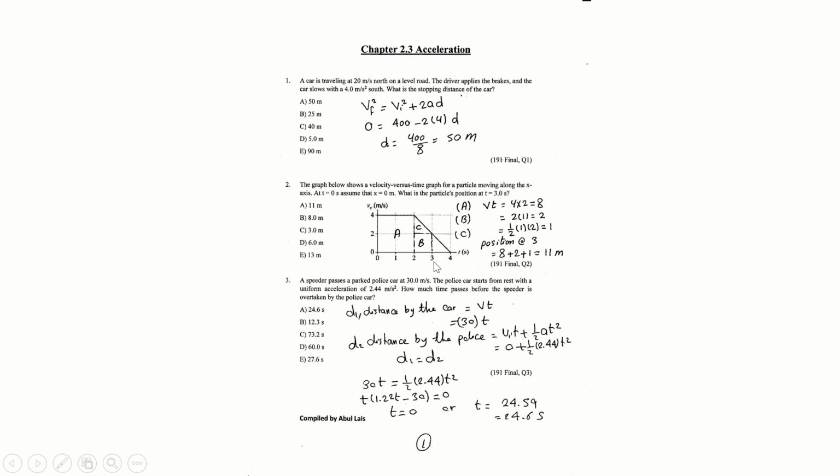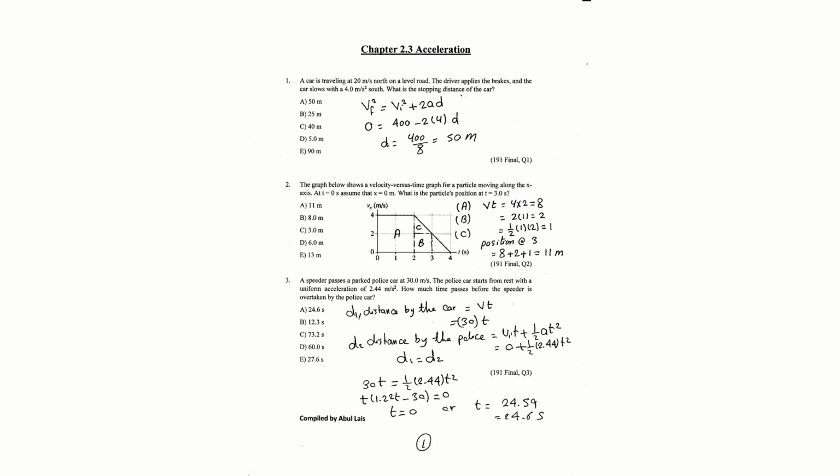Okay, now the next problem says that a speeder passes a parked police car at 30 meters per second. The police car starts from rest with a uniform acceleration of 2.44 meters per second squared. How much time passes before the speeder is overtaken by the police car?